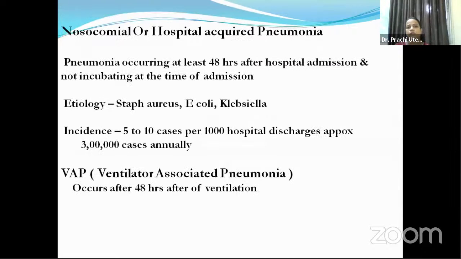Then there is nosocomial hospital-acquired pneumonia, which occurs at least 48 hours after hospital admission, and usually these organisms are responsible: Staphylococcus, E. coli, and Klebsiella. The incidence is 5 to 10 cases per 1,000 hospital discharges. Then there is another variety, ventilator-associated pneumonia. Usually the babies who are in the NICU on mechanical ventilation can have this, and usually it occurs after 48 hours of ventilation. So these are the different types of pneumonias.